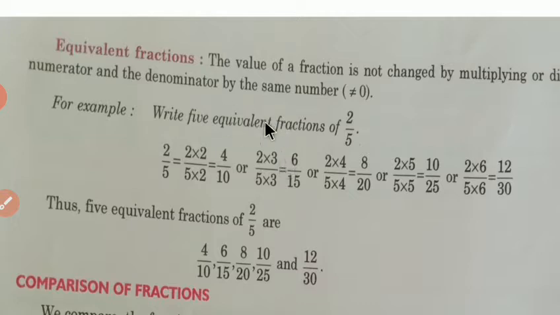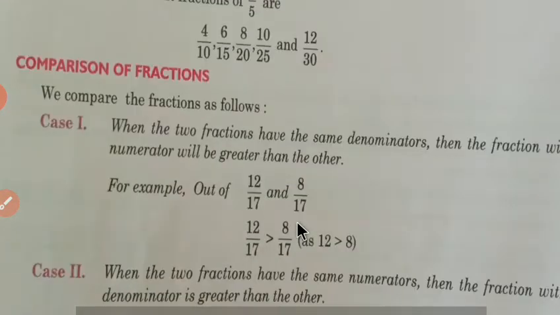So for finding the equivalent fraction, you have to write the table of the given number. In the numerator you have to write the table of 2, and in the denominator you have to write the table of 5. Then comparison of fractions.